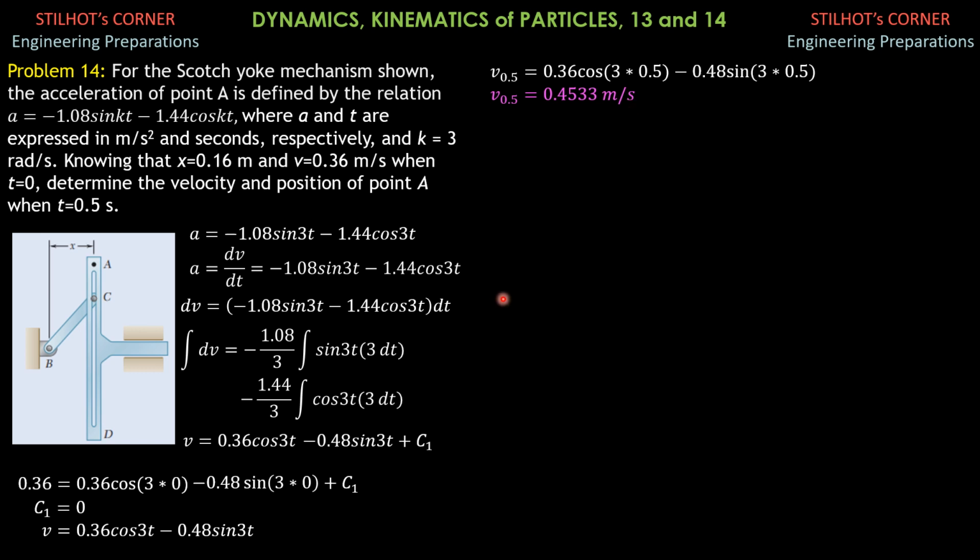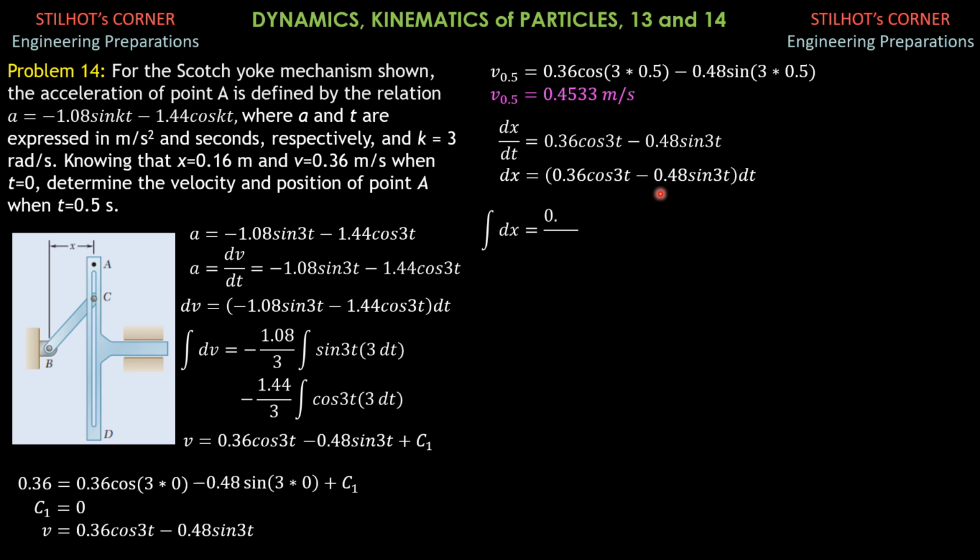So next, velocity, which is the derivative of x with respect to time, is equal to 0.36 cosine of 3t minus 0.48 sine of 3t. So that means dx is quantity 0.36 cosine 3t minus 0.48 sine 3t times differential of t. So again, integral of dx is 0.36 divided by 3 integral of cosine 3t times 3 differential t minus 0.48 over 3 integral of sine 3t times 3 differential of t.